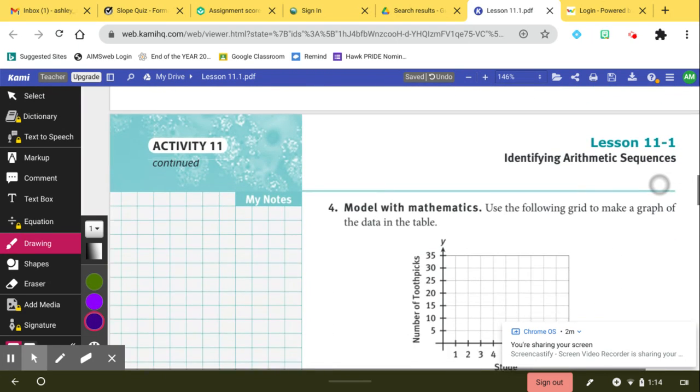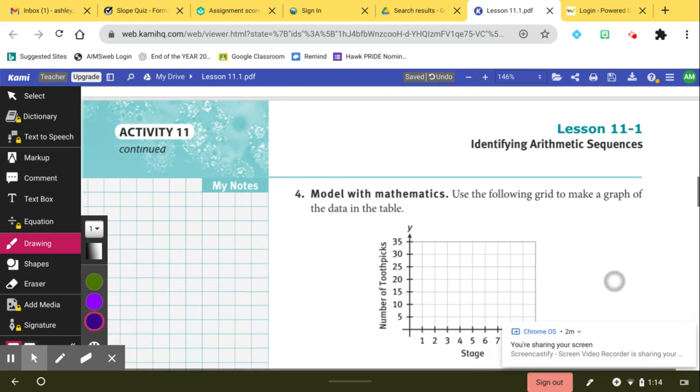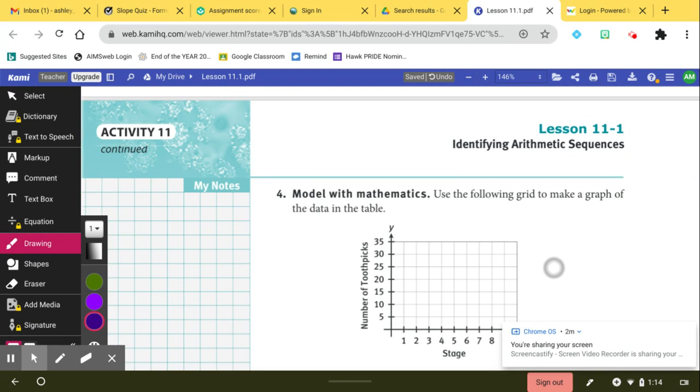And then it says, use the following grid to make a graph of the data in the table. So at 1, we had 8. At 2, we had 14. At 3, we had 20. At 4, we had 26. At 5, we had 32.